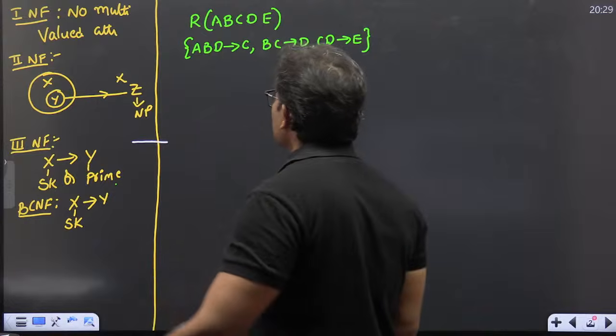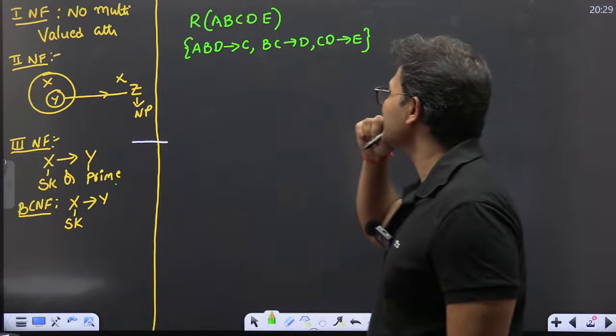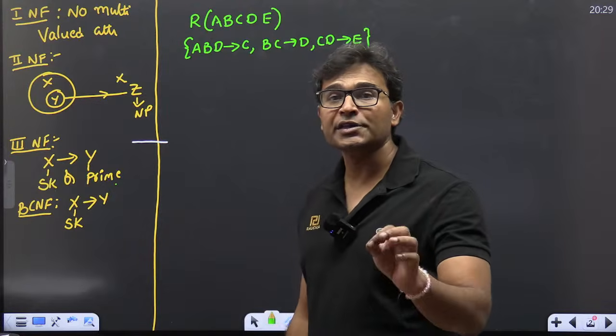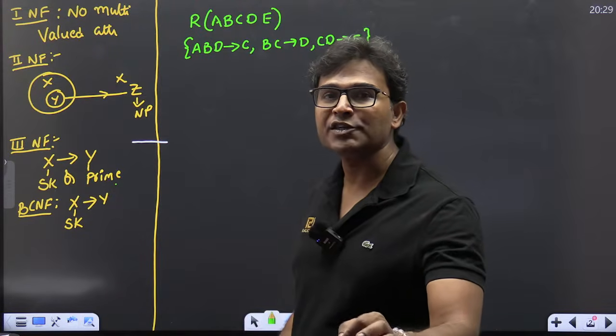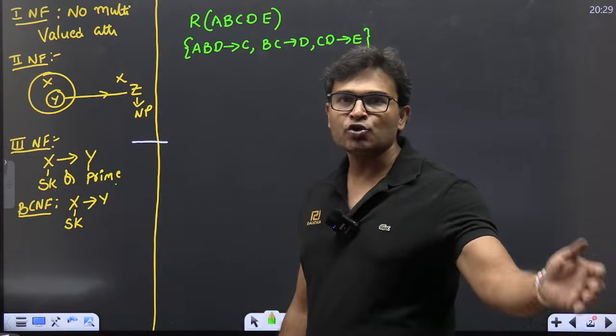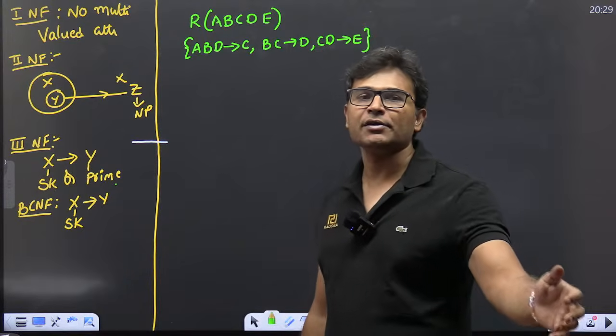Now, what is step one? You have to find out the candidate keys, right? You already know how to find out the candidate keys. That is why I am not solving that candidate keys problem here. We have already seen it in the earlier classes, right? So you already know what a candidate key is, right?